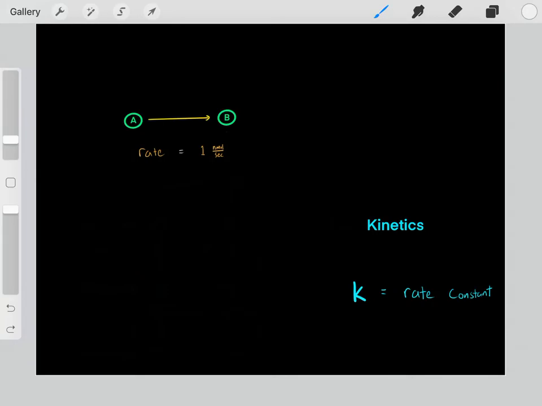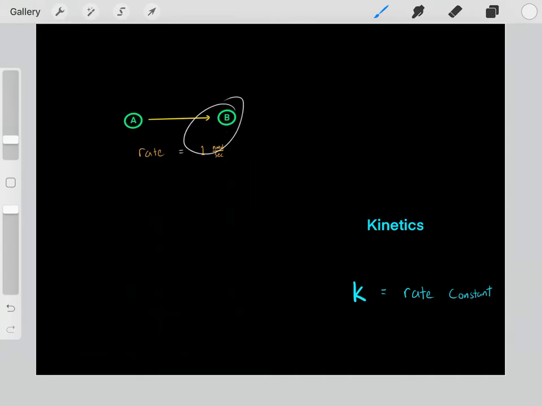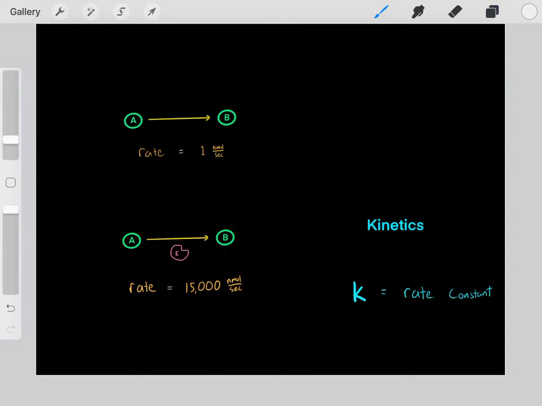That means 1 nanomole of B is made per second, and that's the rate of this reaction. So it's a pretty slow rate. Only 1 nanomole of B is made per second. However, let's say we have this exact same chemical reaction.